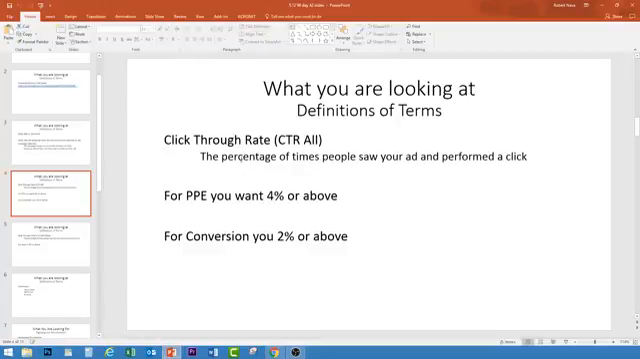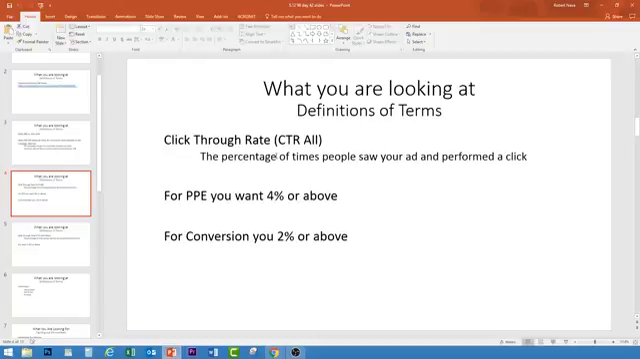So click-through rate all, I guess this is click-through rate period, is the percentage of times people saw your ad and performed a click. Okay, and then for page post engagement, you want a 4% or above for your click-through rate. 4% is kind of low for a page post engagement. If you're getting like a 3 on a page post engagement, typically your campaign's not going to work too well. Again, I'm just stressing typically and baseline.